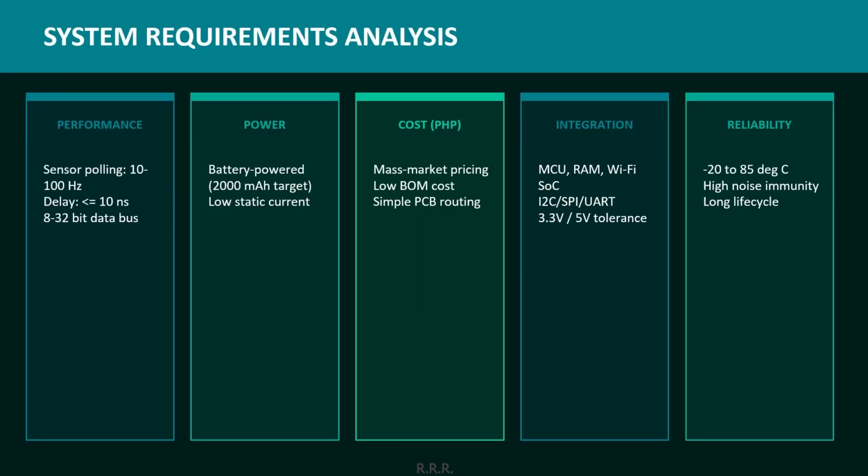Before we can compare any logic families, we need to clearly define what our system actually requires. There are 5 non-negotiable requirements for this device. First, performance. The system must process data from multiple sensors simultaneously in real time. That means propagation delays must be 10 nanoseconds or less, and the data bus must support 8 to 32 bits to interface properly with the microcontroller.